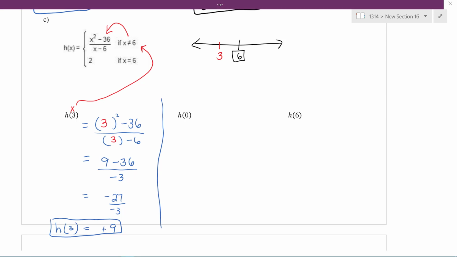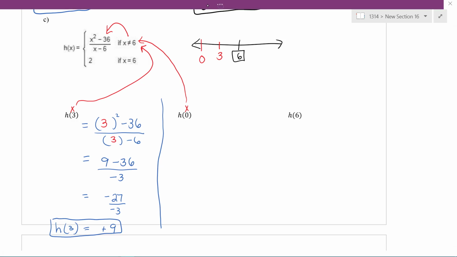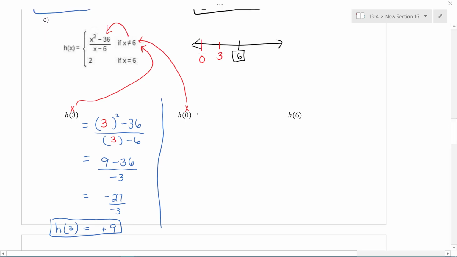Okay, what about 0? 0 is over here on my number line. So the x value that I'm plugging in is 0. The only restriction I have is to decide if the x value is 6 or not 6. This x value, 0, is not 6. So since it's not 6, I have to use the top equation for when x is not equal to 6. We're going to use that exact same equation that we used for positive 3. So I'm going to put parentheses everywhere I have an x in that equation. That's parentheses squared minus 36 divided by parentheses minus 6. I'm going to drop a 0 into all of those parentheses.